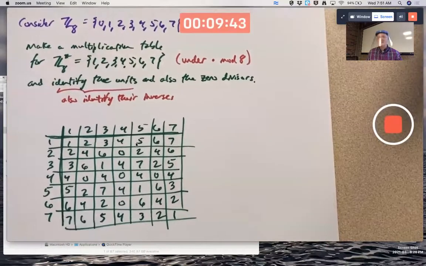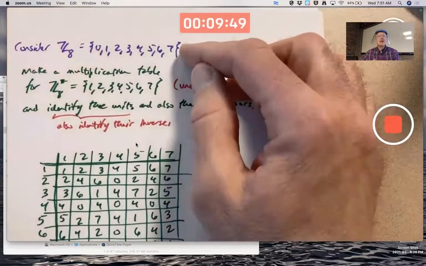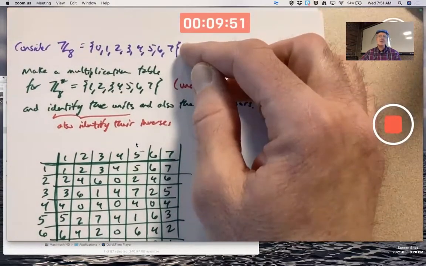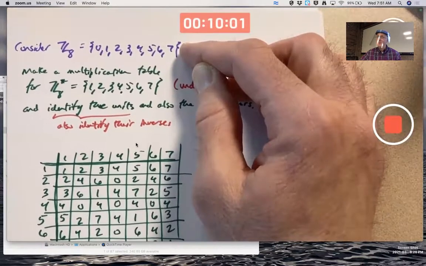All right. Fortunately, you can do these calculations pretty quickly. So again, we're considering Z8 now as a ring. Under addition mod 8, it's a group, an abelian group, in fact. Under multiplication mod 8, it's not a group, right? Rings are never groups under multiplication.